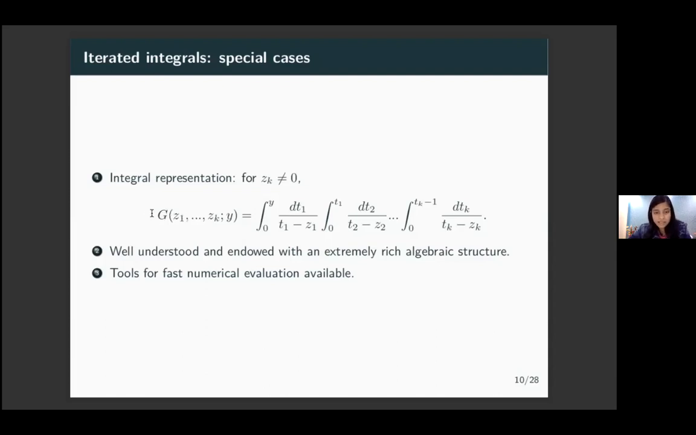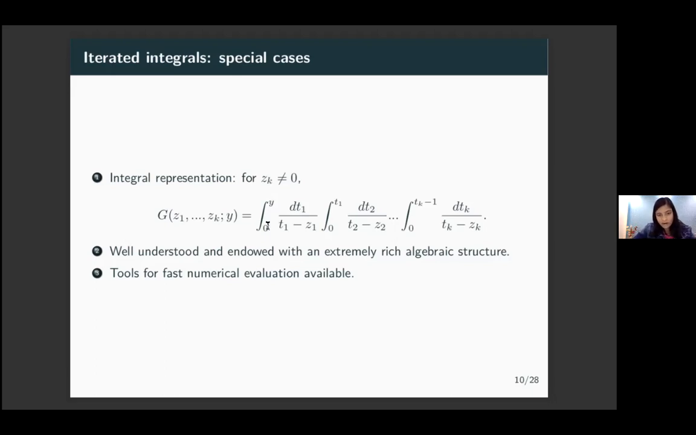And this class of functions, these MPLs or G's, are well understood, and they are endowed with an extremely rich algebraic structure. They are very well studied, and to such a level that even tools for fast numerical evaluation are available. It's just a matter of a fraction of a second to evaluate anything which evaluates in terms of these G's. So these are in some sense simpler objects for me.